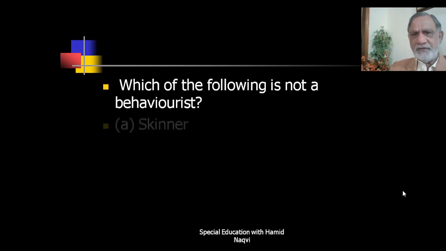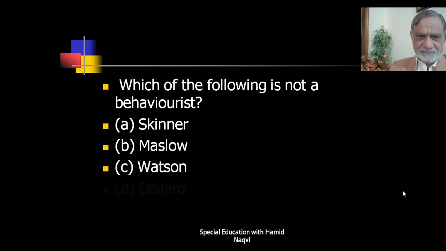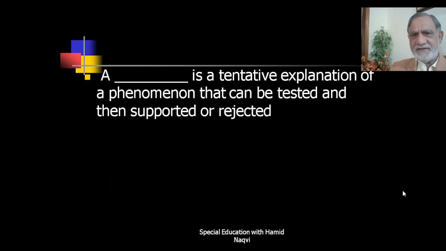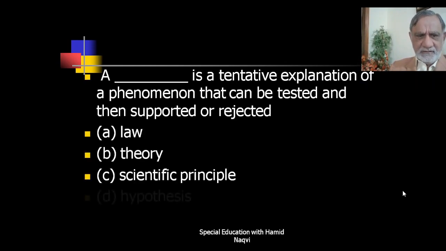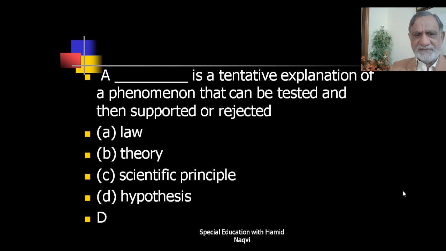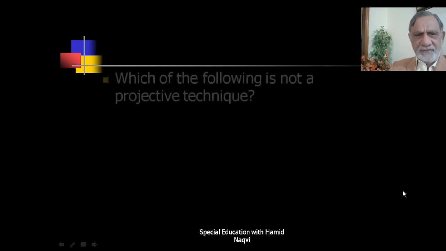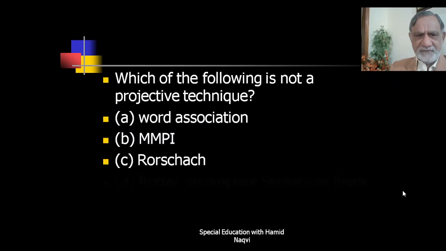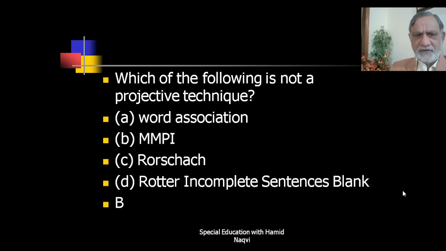Which of the following is not behaviorist? Correct one is B, that is Maslow. A is a tentative explanation of a phenomenon that can be tested and then supported or rejected. The correct one is hypothesis. Which of the following is not a projective technique? Correct one is B, that is MMPI.